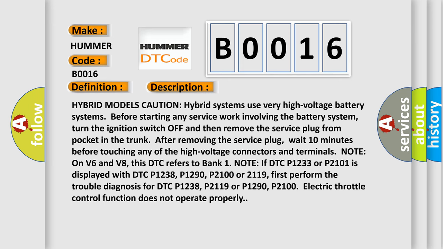Hybrid models caution: hybrid systems use very high voltage battery systems. Before starting any service work involving the battery system, turn the ignition switch off and then remove the service plug from the pocket in the trunk. After removing the service plug, wait 10 minutes before touching any of the high voltage connectors and terminals. Note on V6 and V8, this DTC refers to bank 1.